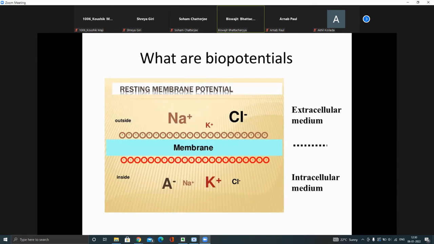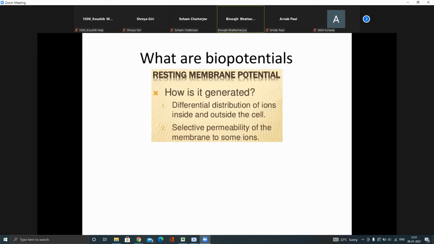Now, if we look more closely, we will find that sodium and chlorine have a higher concentration at the outside part of the cell, and potassium and some other anions have a higher concentration at the inner part of the cell. Now, how is the resting membrane potential generated? It is because ions are distributed in different amounts in the inner and outer parts of the cell, and that's why there is a separation of charge across the cell, and therefore some voltage is available. And the cell membrane has selective permeability, meaning it allows some ions to pass through and does not allow other ions to move at a particular point of time.